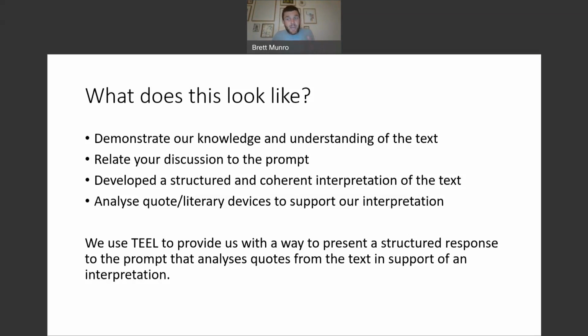In our explanation and our evidence sections, we're going to be analysing quotes and literary devices. We're also going to be developing that structure and that coherent interpretation of the text. And we're also going to be making those frequent connections back to the prompt. What I want to do now is go over exactly how you do that in each of the different sections of TEEL.